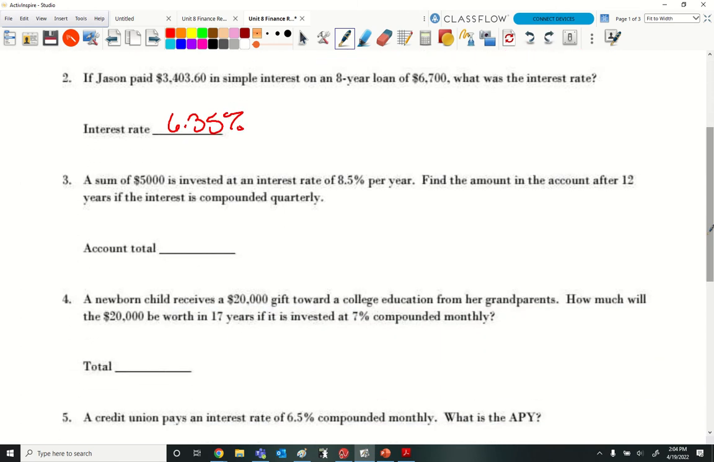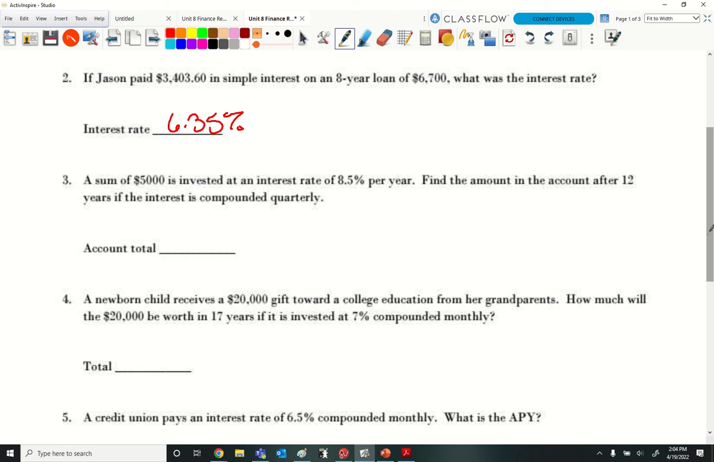So, number 3, a sum of 5,000 is invested at an interest rate of 8.5% per year. Find the amount in the account after 12 years if the interest is compounded quarterly. What type of interest are we dealing with? Compound. Where am I going to find compound interest in my notes? 8.2. Yes, compound interest.